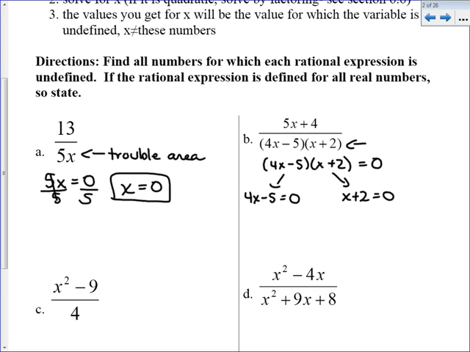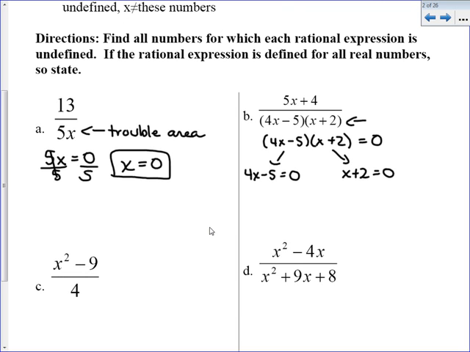and solve them individually. This first factor is a two-step equation. I'm going to start by adding 5 to both sides. So I have 4x equals 5, and then divide both sides by 4. So that idea right there is something that you'll see on Friday. So we have x is equal to 5/4 is one answer.